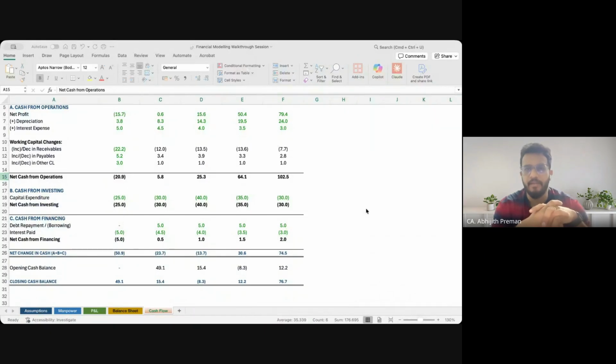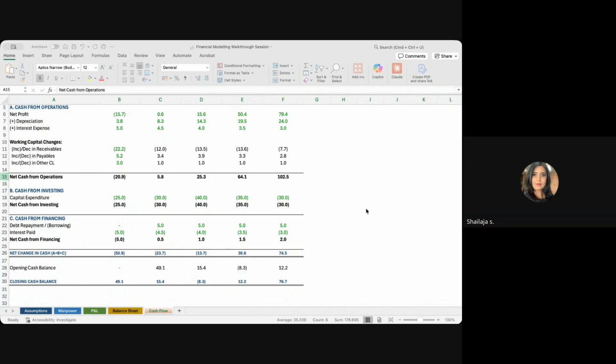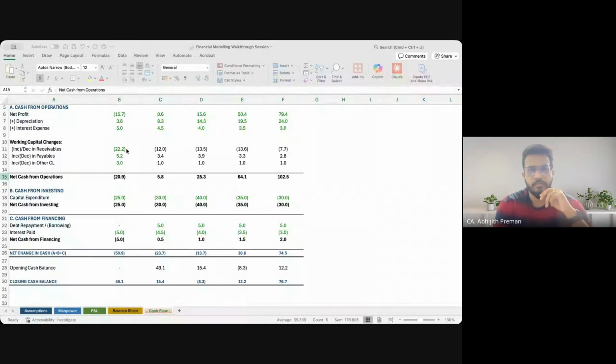But again, it should align with the industry standard, and it should be believable. You cannot simply say that if I start a business today, for example, the revenue will go from 0 to 1,000 crores in the first year. That sort of assumption we cannot take. It should be realistic, and it depends on business to business.